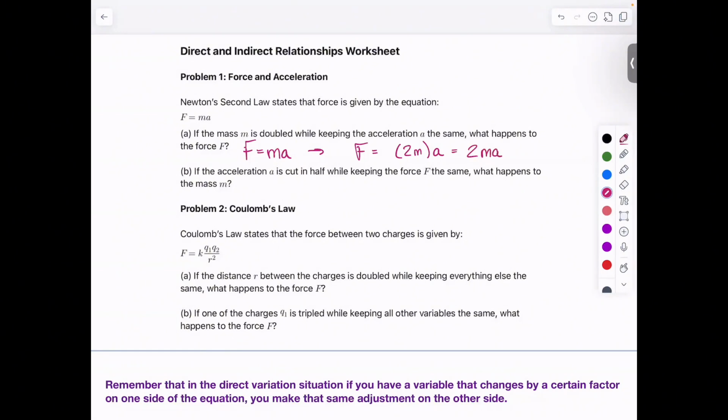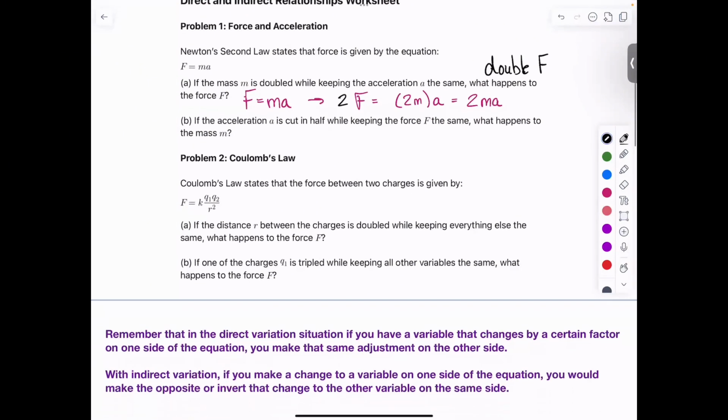Okay, so remember direct variation. If you apply a change on one side, you just do the same to the other. So in essence, we end up with 2 times ma. So our final answer would be, we would be taking 2 times F, or we could say in short that we're going to double the value of F for this answer. I did put this down here on the bottom just as a reminder that when you have direct variation, if you have a variable that changes by a particular factor, you just duplicate it on the other side. So we doubled mass, and that in essence doubled the entire ma product. We'll go ahead and double the F as well.